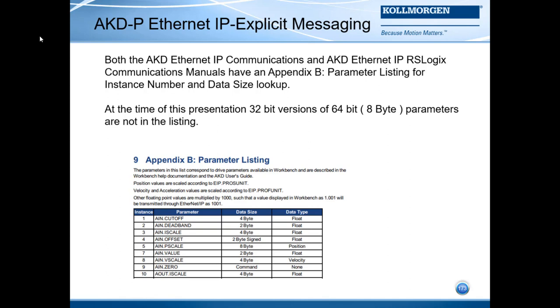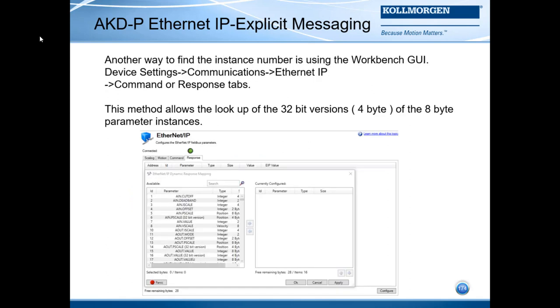At the time of this presentation, the 32-bit version of the 64-bit 8-byte parameters are not in the listing. As aforementioned, another way to find the instance number is using the Workbench GUI. So when you navigate to Device Settings, Communications, Ethernet IP, Command or Response tabs, when you click Configure, you will see the screen that's shown below. This method allows you to look up the 32-bit or 4-byte version of the 8-byte parameter instances.